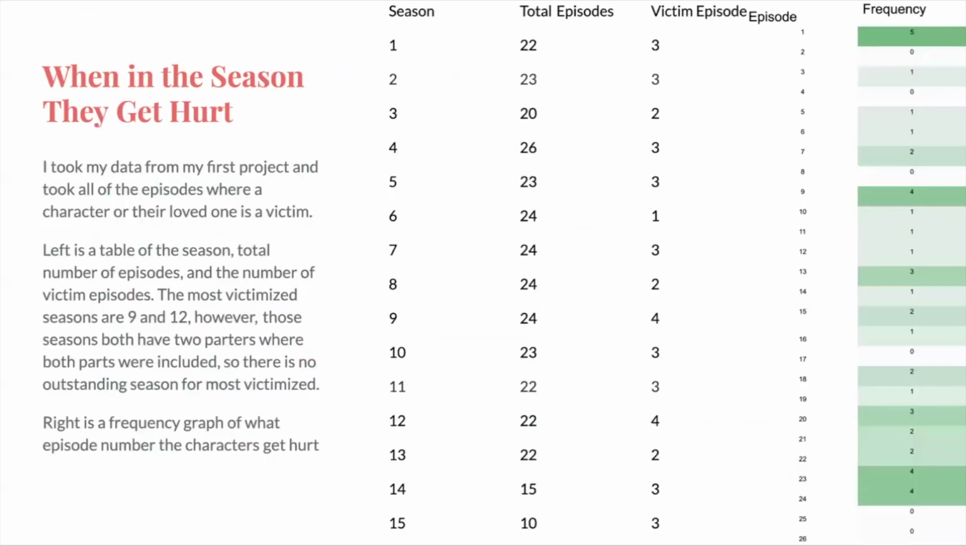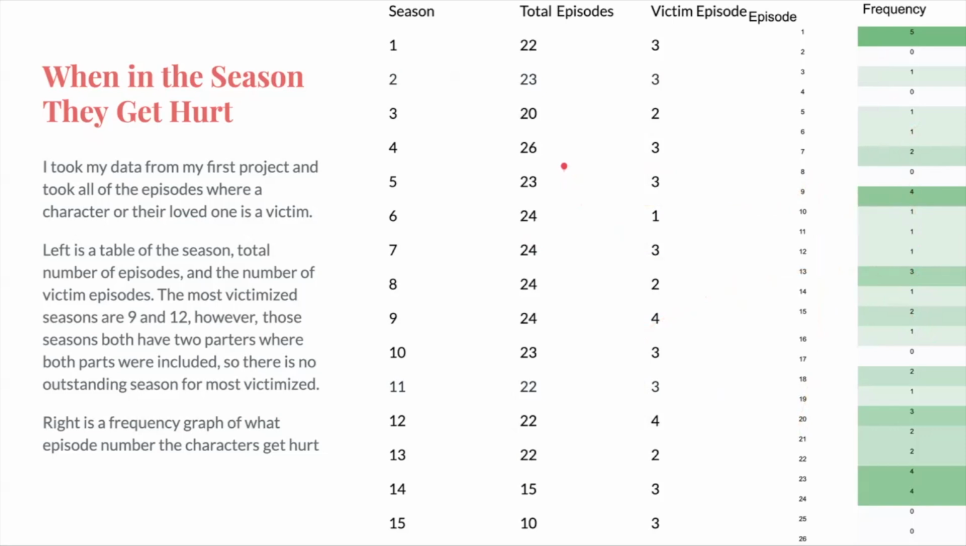That was horrible. And then this is something that I thought of randomly at work one day. So I was like, when in the season do they get hurt? I took data from my first project, and I took all of the episodes where a character or their loved one is a victim. And so here on the left, we have a table of the most victimized, and on the right, we have the frequency of the episode where they are victimized.